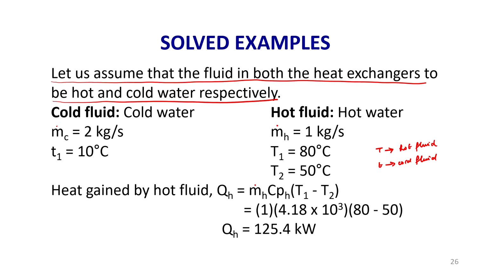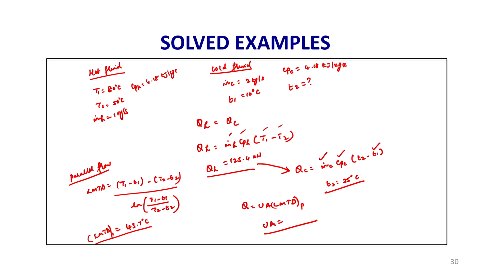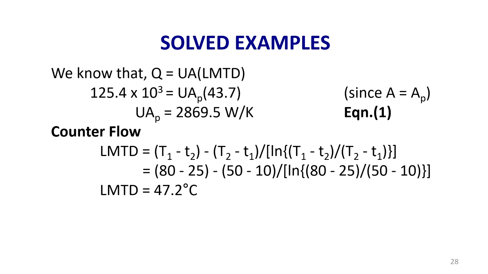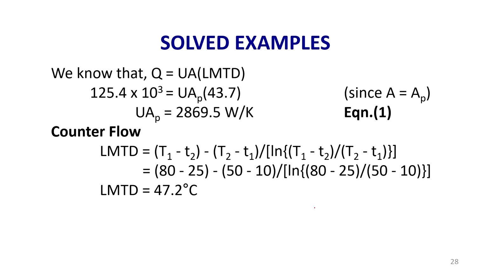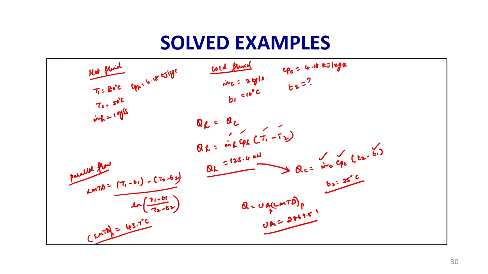because it is given, we do not know the value of U, but U for parallel flow and counter flow both are same, both heat exchanger, the fluid are same, the heat transfer coefficient is same, but the areas are different. So, here this is AP, A suffix P means area of the parallel flow. So, if you find, we will get 2869.5, okay, watts per Kelvin, it is not in kilowatts, or 2.86 kilowatts per Kelvin, U into A.